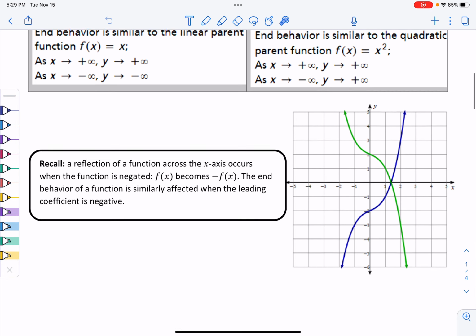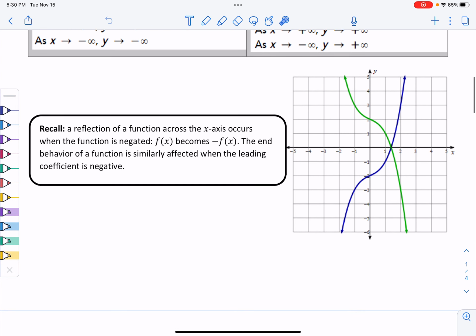So recall that a reflection of a function across the x-axis occurs when the function is negated. For example, let's say that our blue function is f of x and our green function is negative f of x. We've just flipped it. It's a reflection over the x-axis. See how all of these points were just flipped the other direction? So the end behavior of a function is similarly affected when the leading coefficient is negative.